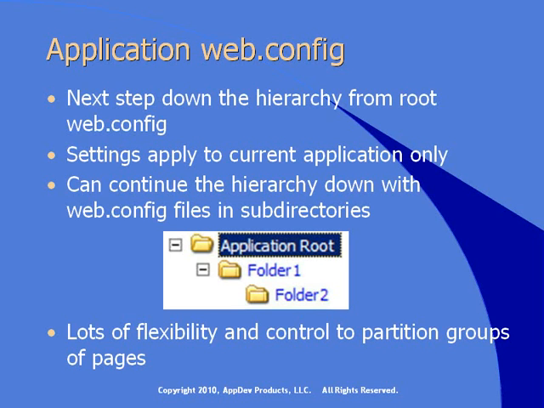For example, say that you have a set of administrative pages on your site that only members of the site's administrators group should be able to access. You can put those pages into a separate subdirectory and set authorization rules in a web.config file in that subdirectory. Those rules then apply only to pages in that subdirectory, so you have effectively partitioned the rules to apply to a subset of all pages in the site.